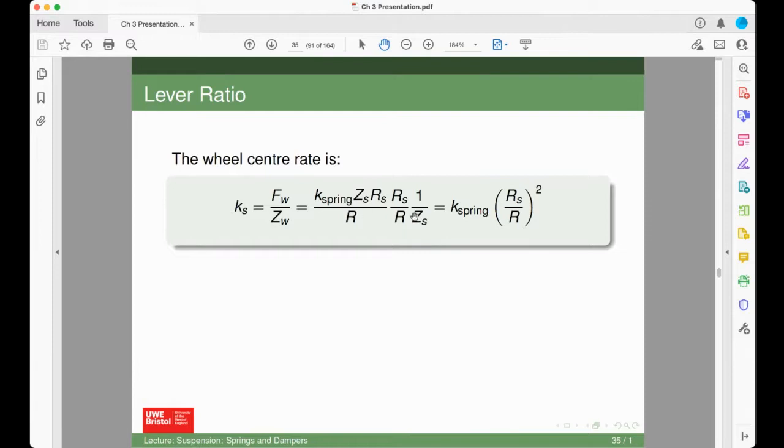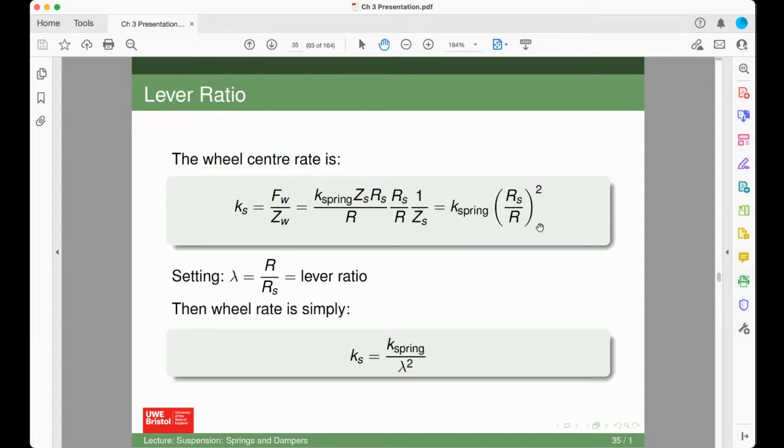And if we assume that Rs divided by R, well, obviously the Zs cancel out. We end up with Rs squared over R squared times the stiffness of the spring. And if we replace R over Rs with the term lambda, that's called the lever ratio, then if you divide the spring stiffness by your lever ratio squared, you get the wheel rate, or wheel center rate, Ks. So that's basically just a bit of theory that goes behind it.